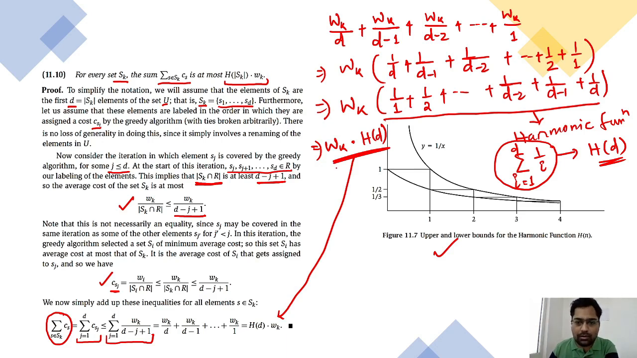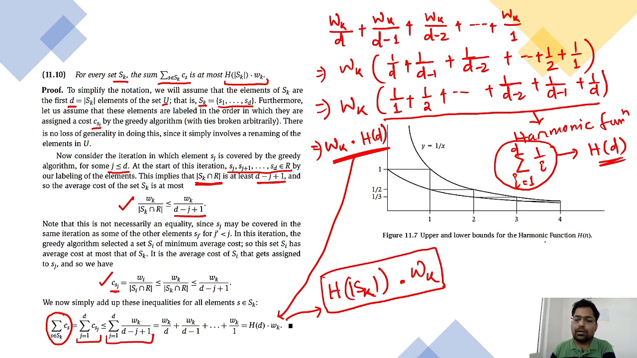Though I am saying it now, this d is h of s k, because it is the number of elements with the weight assigned to that one. This is the value we can expect. If you are trying to find out the cost, at the most we have this much value with us. This is the proof that we have found out. I hope it is clearly understood by you.